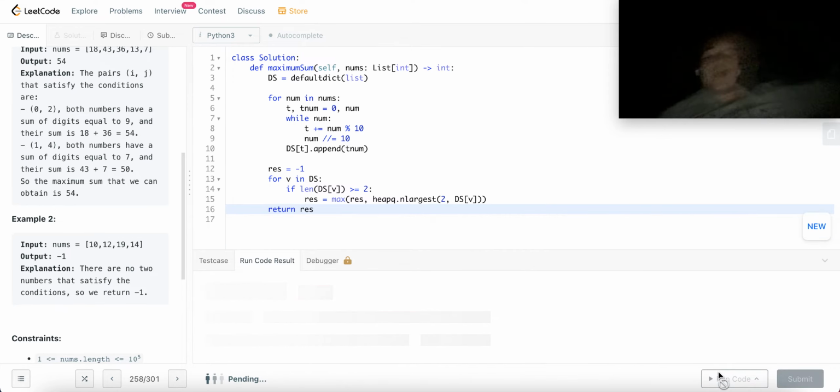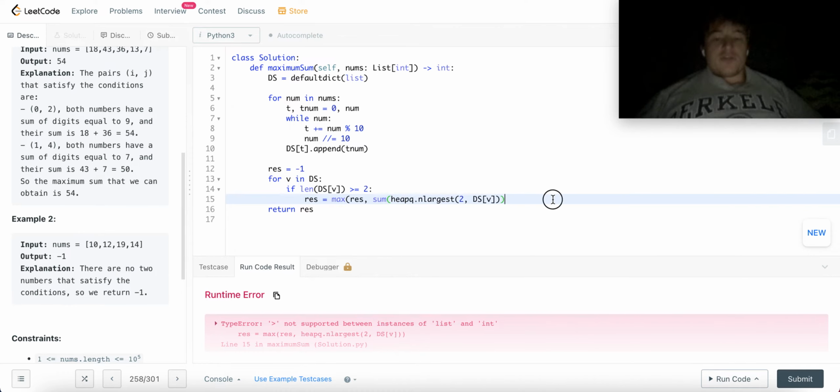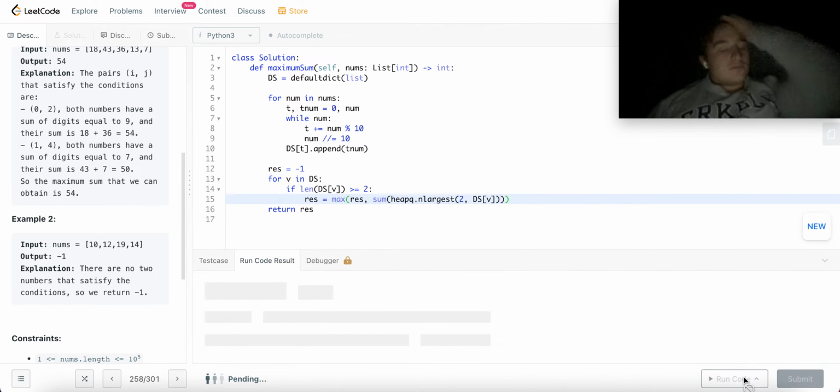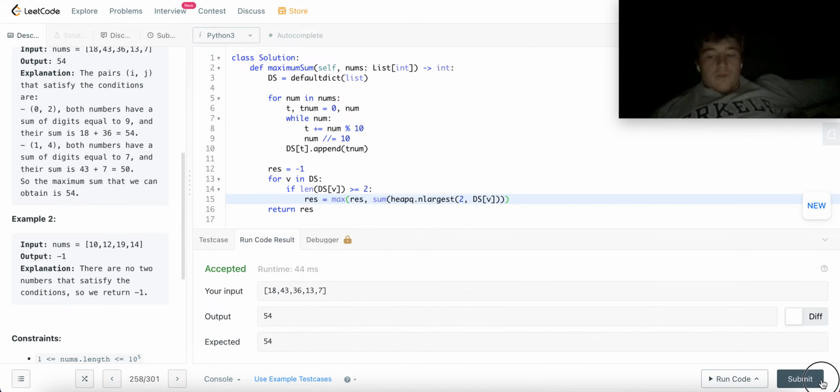So I was thinking about a one line way of doing this when it's a little bit oh, so we need to sum the 2 largest values together. All right, cool.